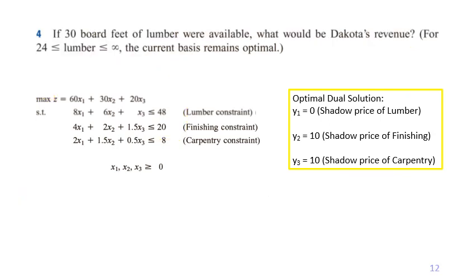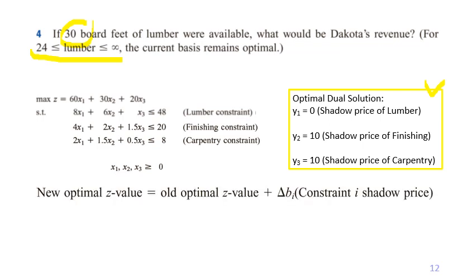Now, if 30 board feet of lumber were available, what would be Dakota's revenue? It may be seen that if the lumber availability is between 24 up to infinity, then the current basis remains optimal. So 30 still keeps our current basis optimal. We may still use this set of shadow prices. Again, because this is a maximization problem, we are going to use this formula to compute the new Z value.